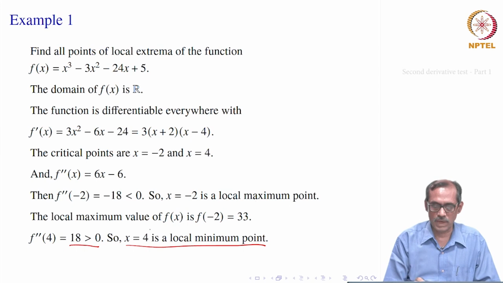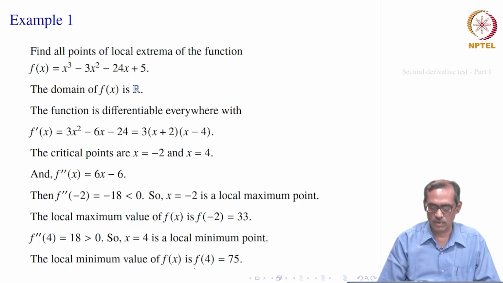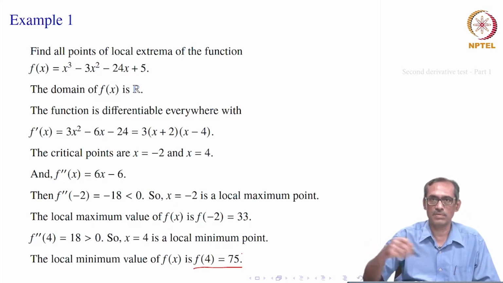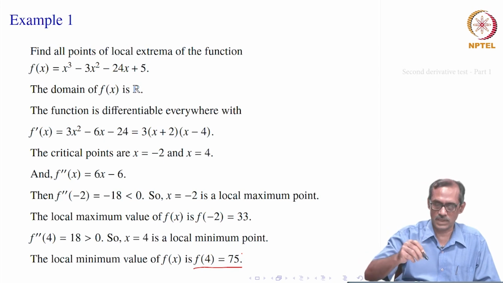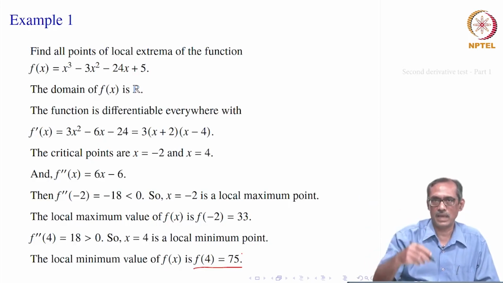The local maximum value of the function is f at minus 2, which is 33, and the local minimum value is f at 4, which is 75. So, you see the local maximum can be smaller than the local minimum, that is okay, because the curve can go here and there. So, smaller maximum and bigger minimum value, it proceeds and becomes a minimum. So, minimum can lie above this.